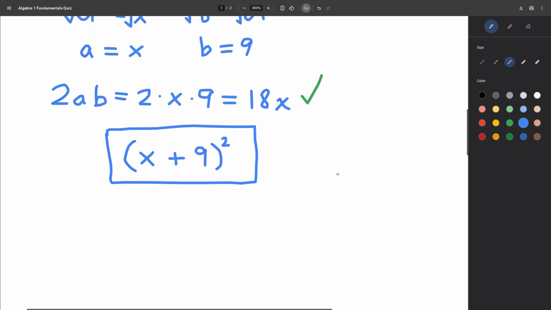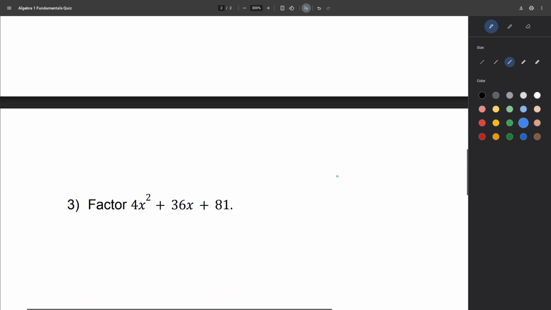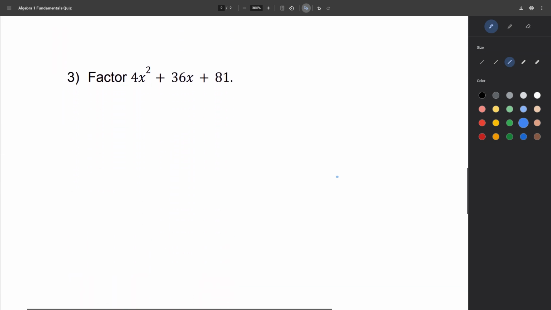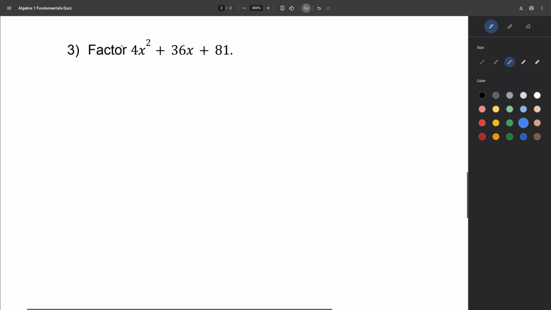All right, let's go to problem 3. In that one, we're going to have a number greater than 1 in front of x squared. But that's okay. We can check if this is a perfect square trinomial, we can factor it using that pattern. So I'm going to say a squared this time is going to be 4x squared. And b squared is going to equal 81.